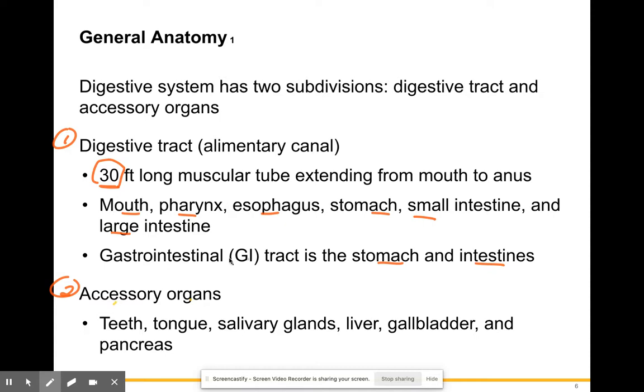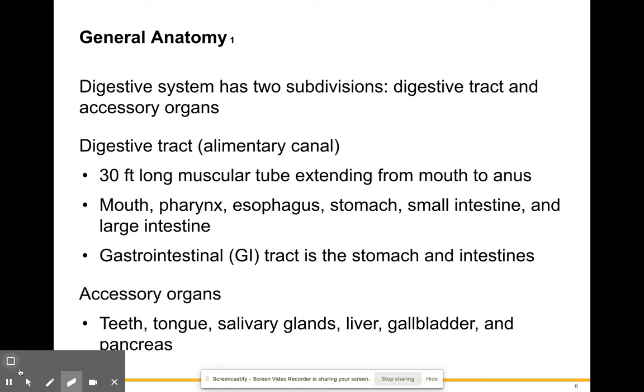Okay, there are some organs that help the alimentary canal in the process of digestion, and that is going to be the teeth, the tongue, salivary glands, the liver, gallbladder, and pancreas. Now, the liver, gallbladder, and pancreas are accessory organs because food does not travel through them. That's why they are not part of the alimentary canal. Food directly goes through the stomach, the small and large intestines. It does not directly pass through the liver because the liver is a solid organ. Same thing with the pancreas, and to a degree the gallbladder. It's not a hollow organ necessarily, but it does not have food go through it directly at all.